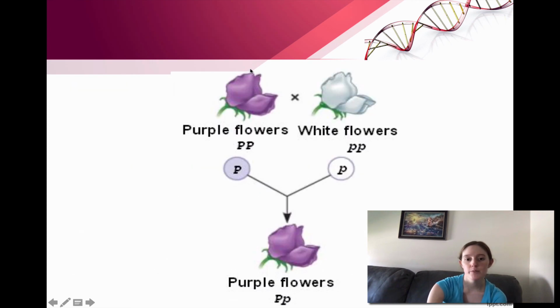So here you have your purple parent and your white parent. They were true breeding. So we have capital P's here, lowercase p's here. When they were cross-pollinated, the children ended up being purple. You had 1 capital P from the purple parent, 1 lowercase p from the white parent.